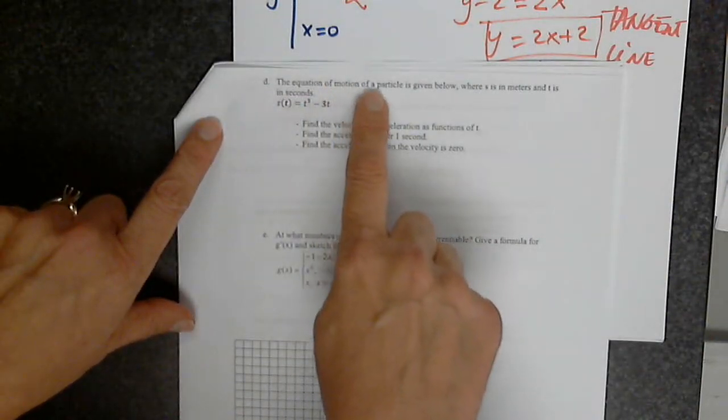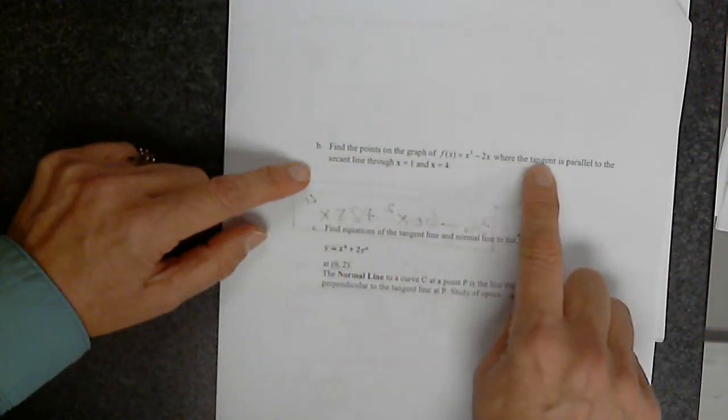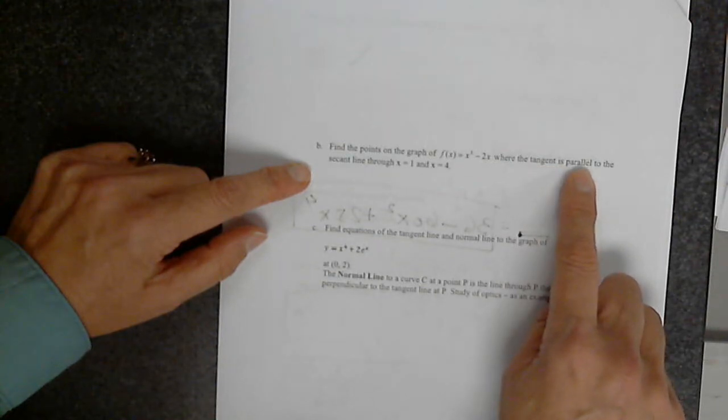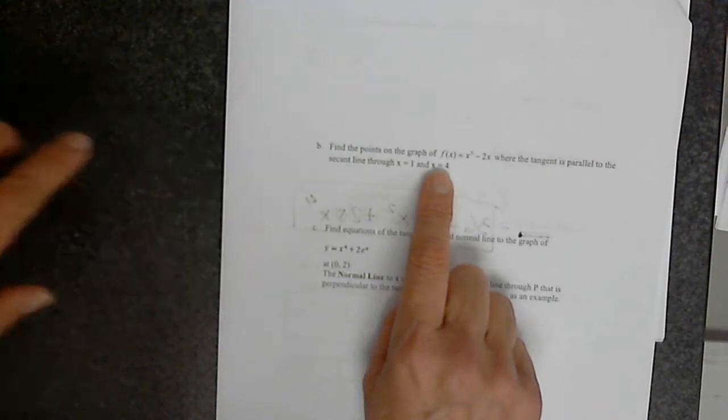The equation of motion of a particle is given below. Let's see if this is interesting to you. If not, we can come back later. Find the points on the graph where the tangent is parallel to the secant line through x equals 1 and x equals 4. Yes? Very good. So let's work on this problem then.